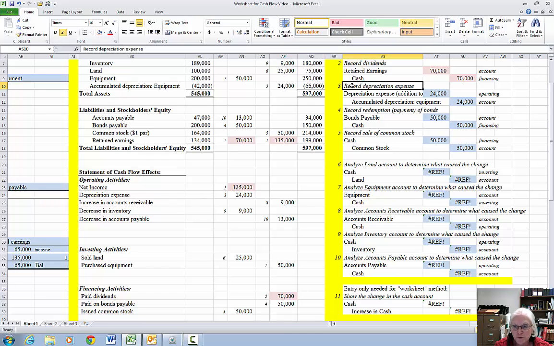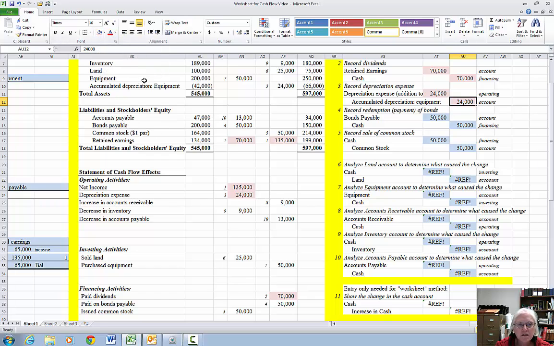We're going to record our depreciation expense. Instead of debiting depreciation expense, because it's on the income statement, it did not require the use of cash. So I'm going to add that $24,000 to my cash in my operating section, and I will credit the accumulated depreciation in the accounts.